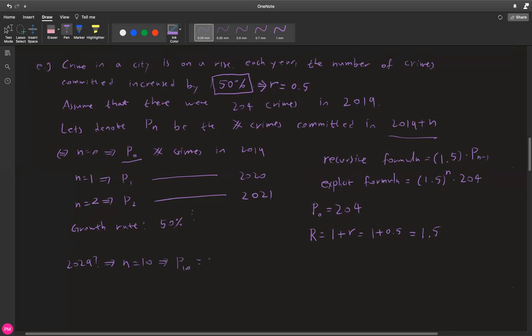And if you plug this into the explicit formula, sure, you can find it using the recursive formula, but that's going to take longer time. You can simply plug in 10 multiplied by 204, and obviously we will need the calculator to find this, and I think it's going to be 11,764.